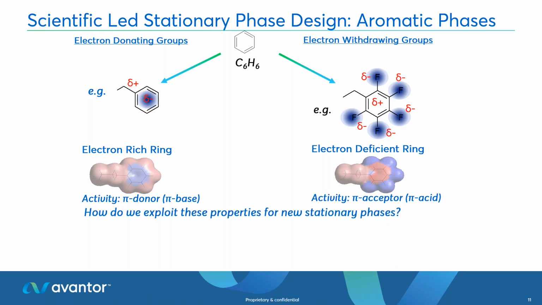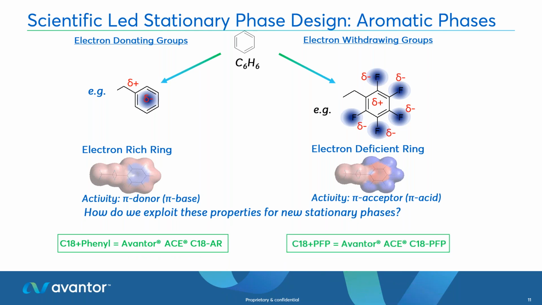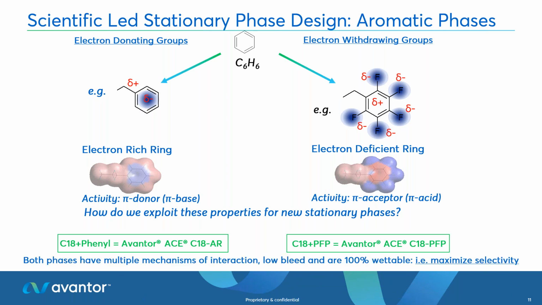So what we did was we combined the long alkyl chain, plus the phenyl ring, and the same again for the pentafluorophenyl. And that gave us the best of both worlds, really. You managed to get more stability for the phase, so less bleed, especially if you're doing mass spec studies. But also you got those additional mechanisms of interaction, so more selectivity, higher alpha values.